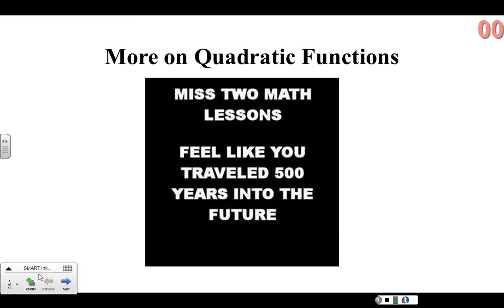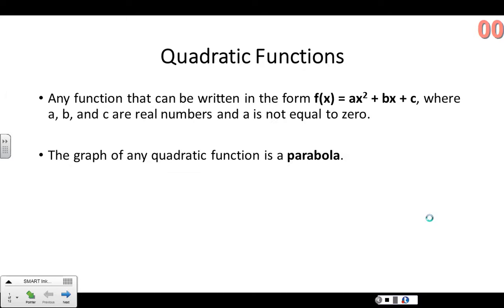More on quadratic functions. A review of what we've talked about so far. In quadratic functions, your standard form is a function of the form ax squared plus bx plus c, where a, b, and c are real numbers. A cannot be equal to 0.